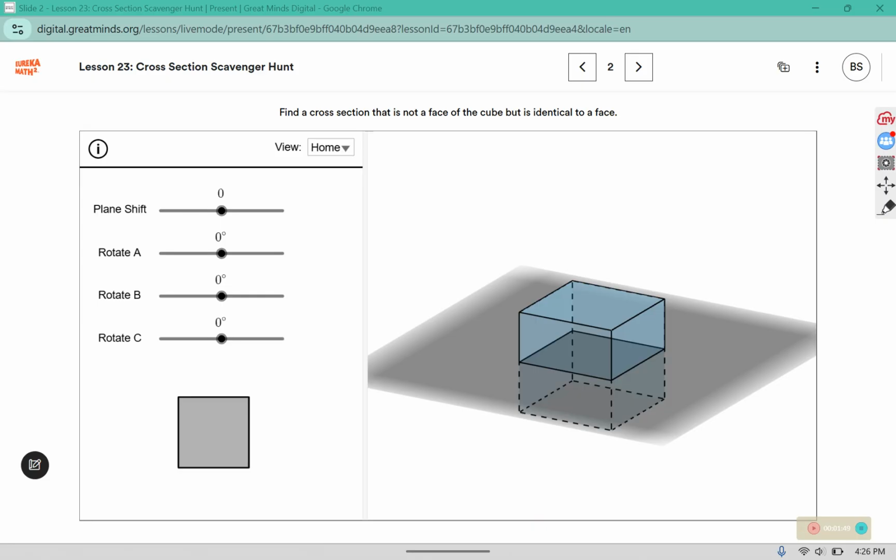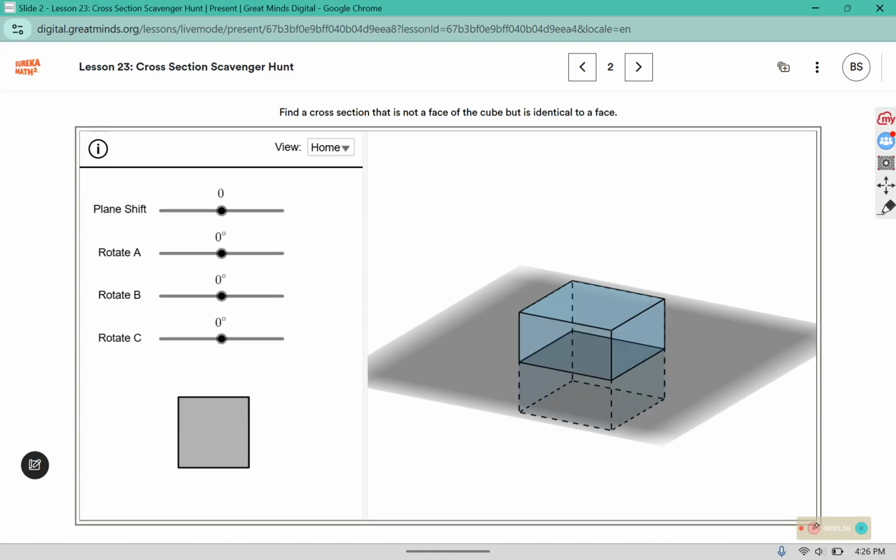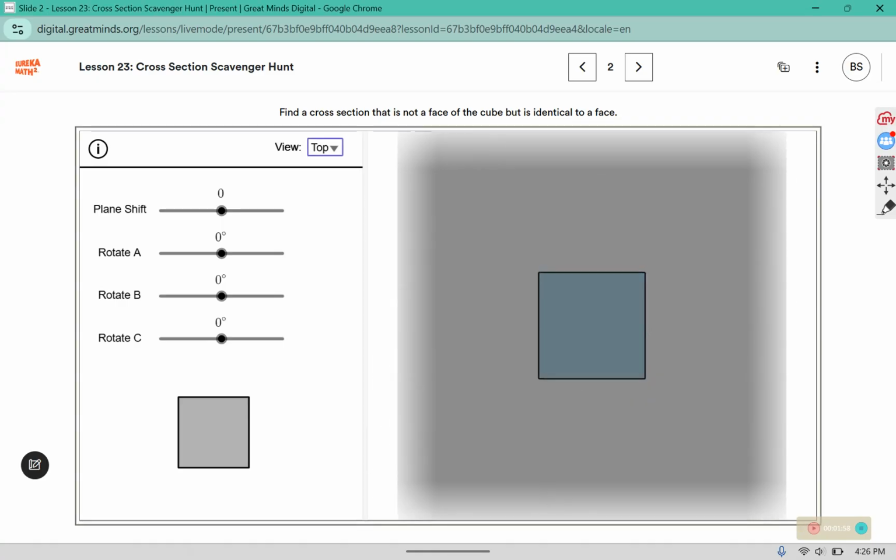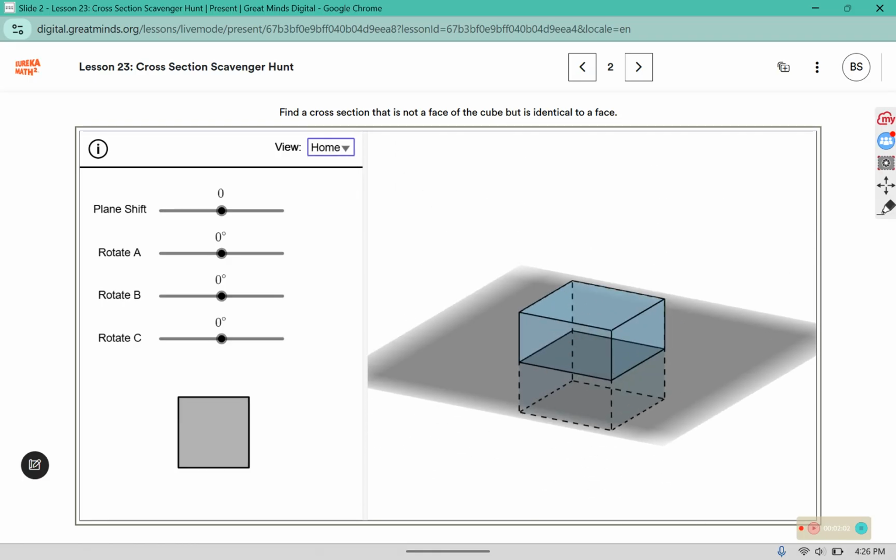Find a cross section that is not a face of the cube but is identical to the face. Well, if we look here, from the top view, it's identical to the top, but it is not a face.